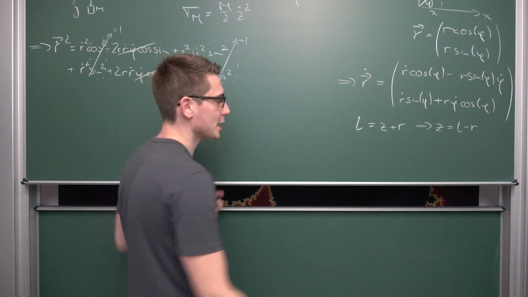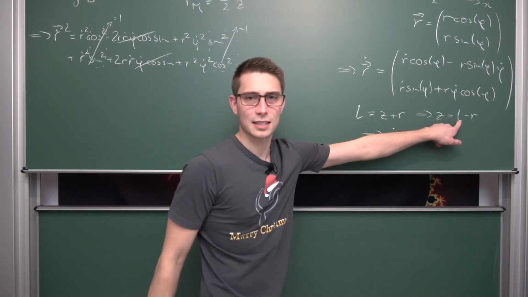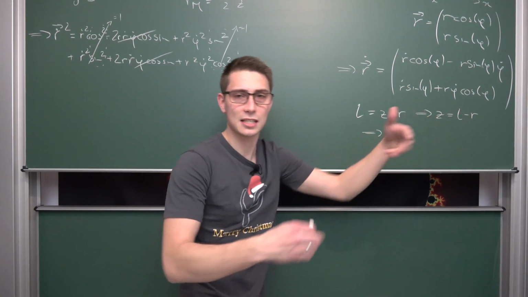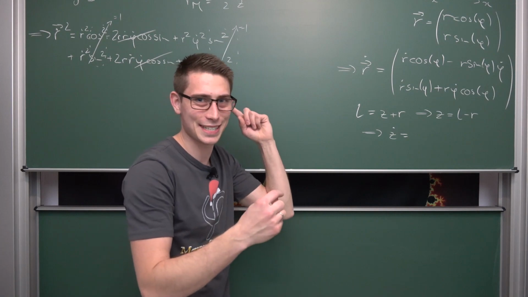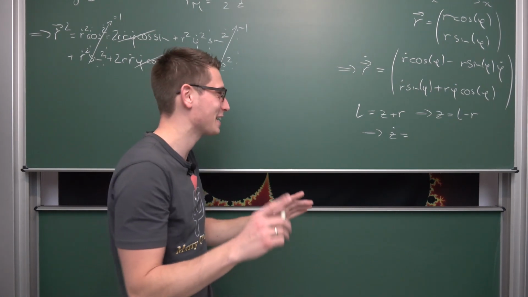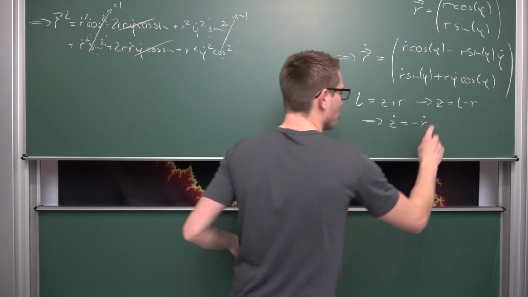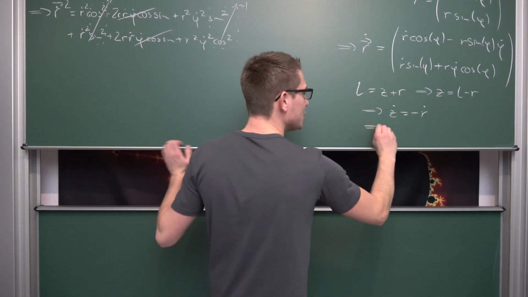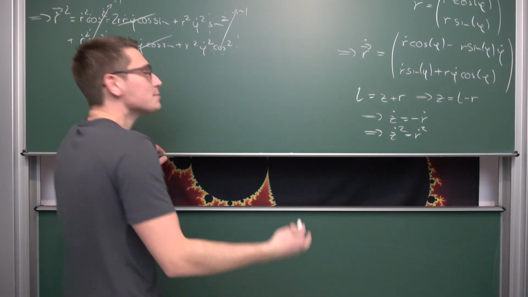And if we were to differentiate both sides, we are going to get that z dot is hence nothing but, I mean, the length l is constant. It doesn't change over time. If you put a spring to it, it's going to be a really interesting system. It's going to be horrible to find the Lagrangian for that, but try it out for yourself. But rather, we are going to get negative r dot. If we were to square both sides, we also get that z dot squared is nothing but r dot squared, which does make perfect sense.